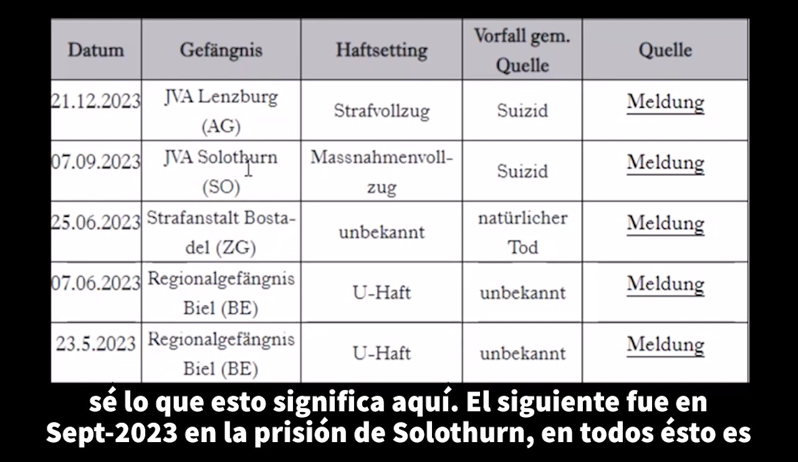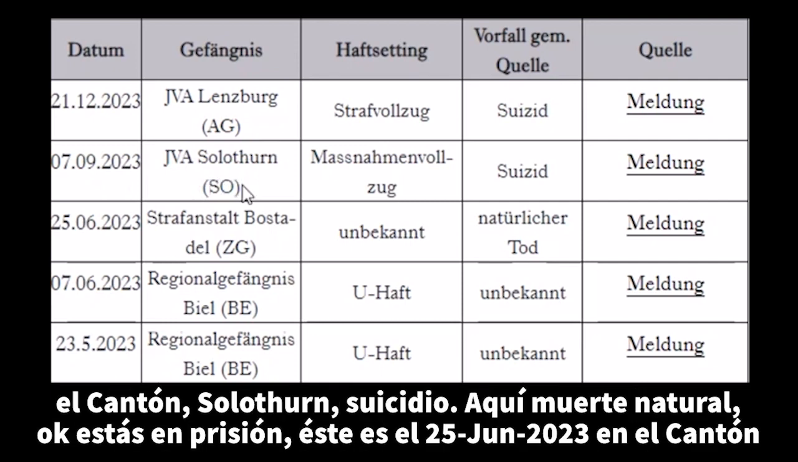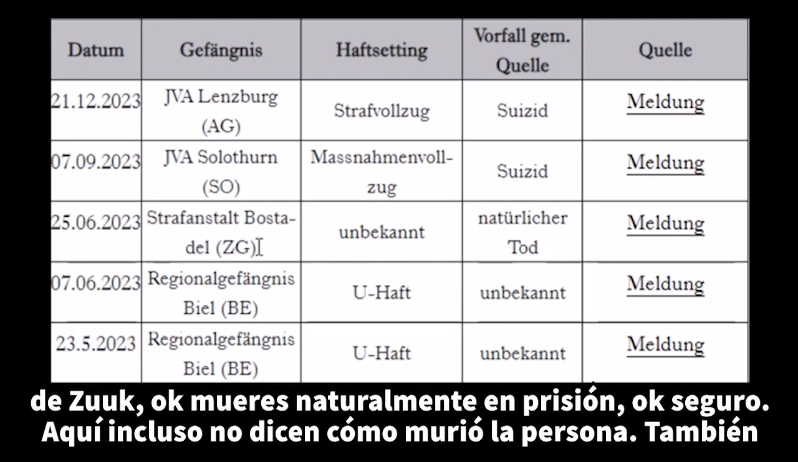The prison of Solothurn. Every time, here's the canton, Solothurn. Suicide. A natural death. Okay, you're in prison. So this is June 25th, 2023, in the canton of Zug. Okay, you died just naturally in prison. Okay, sure, yeah. Here they don't even say how the person died.